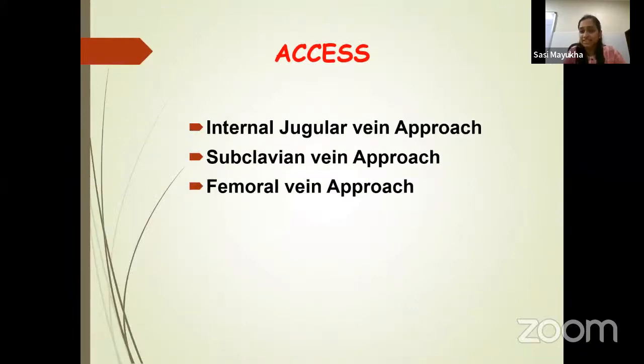What are the three access sites which are available? It is the internal jugular vein, the subclavian vein, or the femoral vein. So how do we decide, if a patient comes, whether to use the internal jugular, the subclavian, or the femoral vein? All of these have pros and cons, a lot of advantages and disadvantages. So depending upon each patient, we have to decide whether we go for an IJV cannulation or a femoral cannulation.